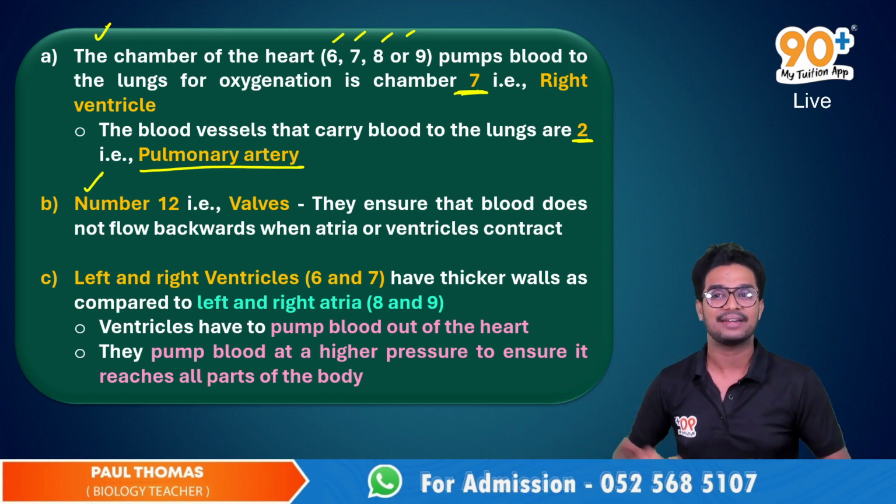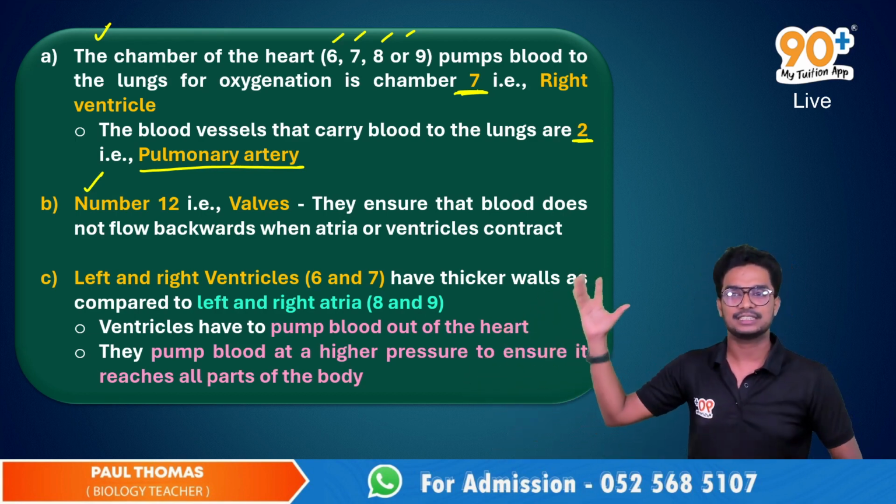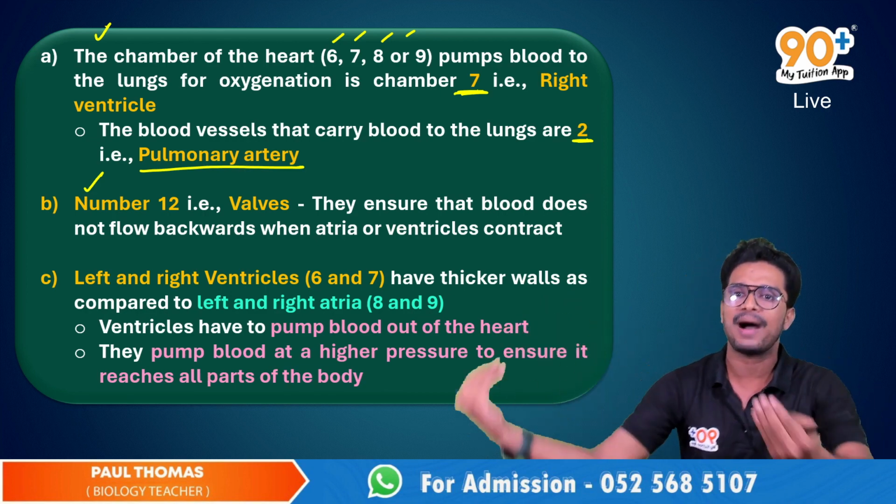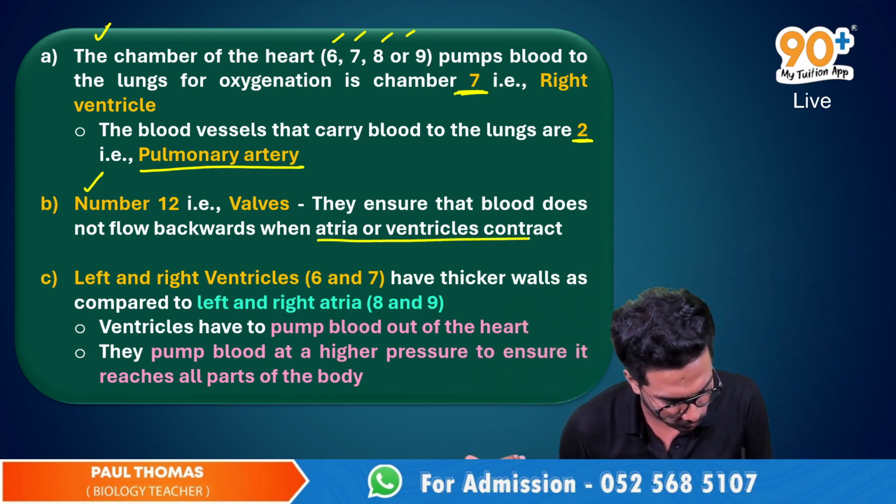You will get marks. And the major peculiarity of the function of this number 12, or valves, is that they ensure the blood does not flow backwards when the atria and ventricles contract.